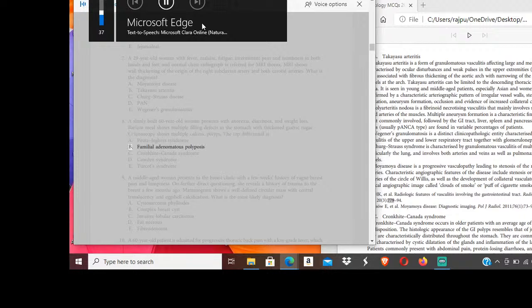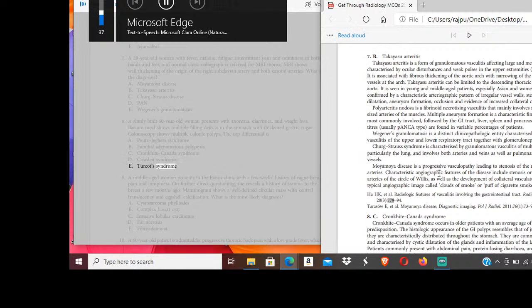Peutz-Jeghers syndrome. B. Familial adenomatous polyposis. C. Cronkhite-Canada syndrome. D. Cowden syndrome. E. Ticket syndrome.